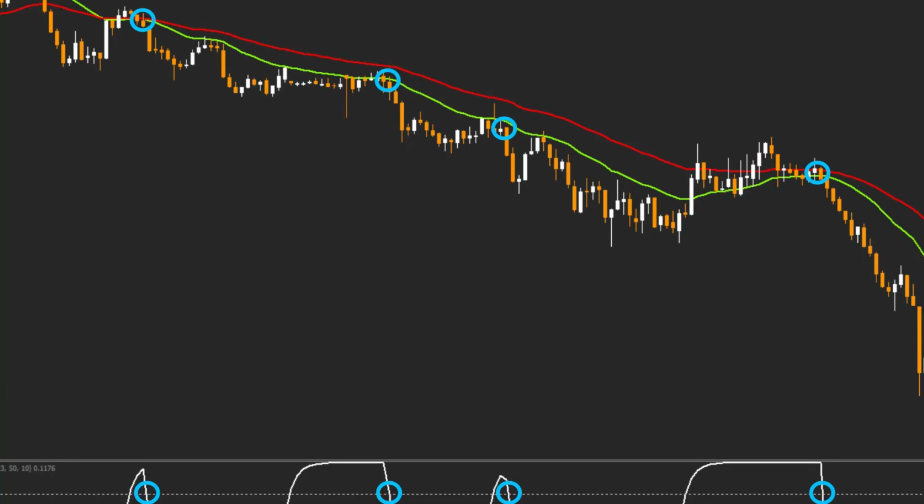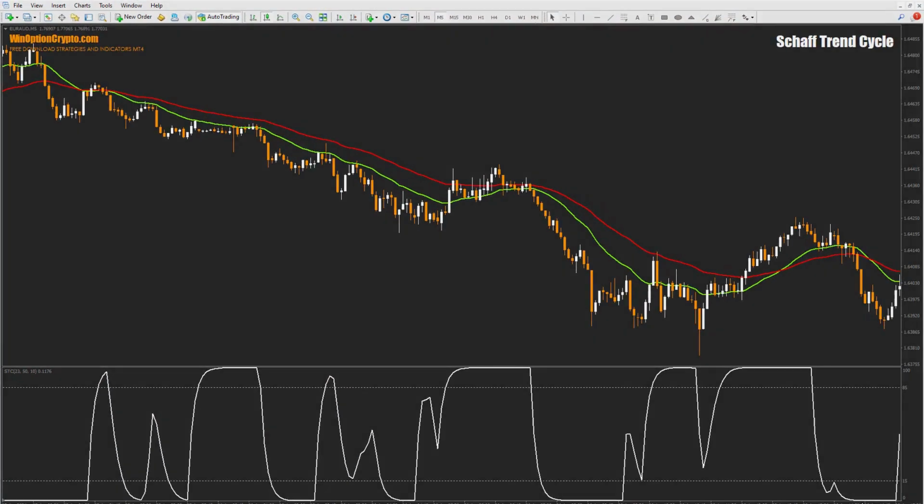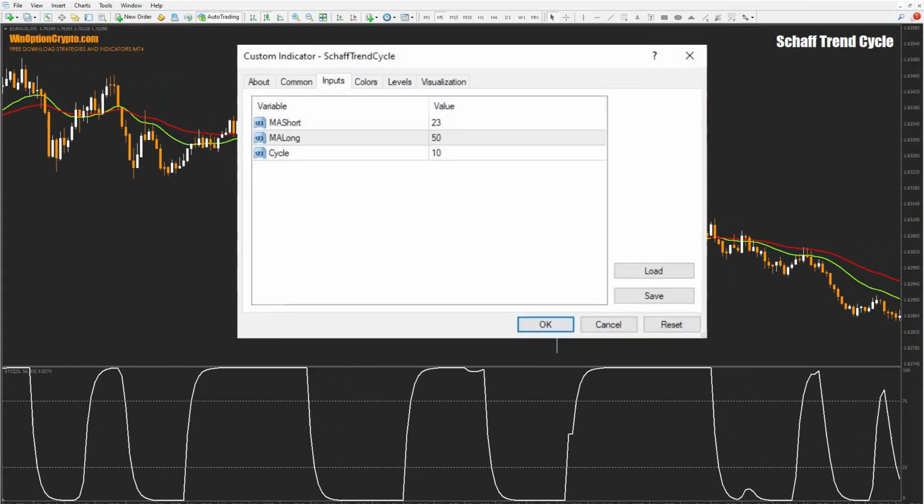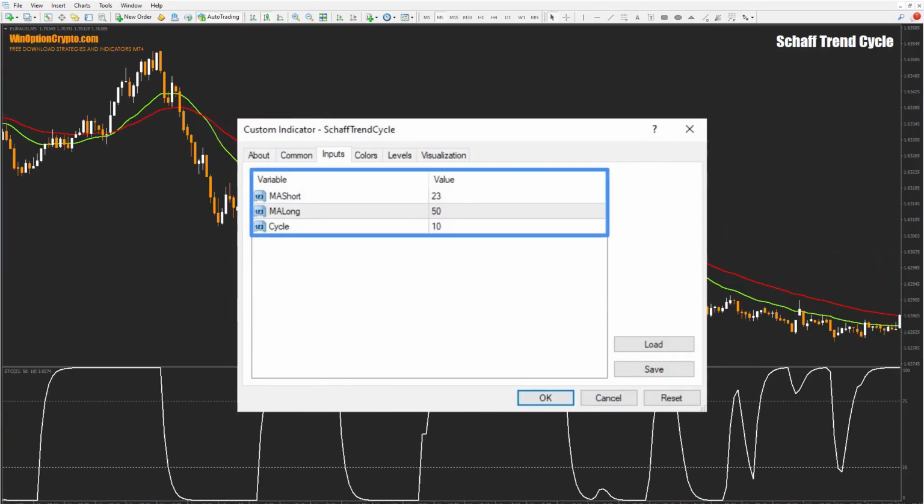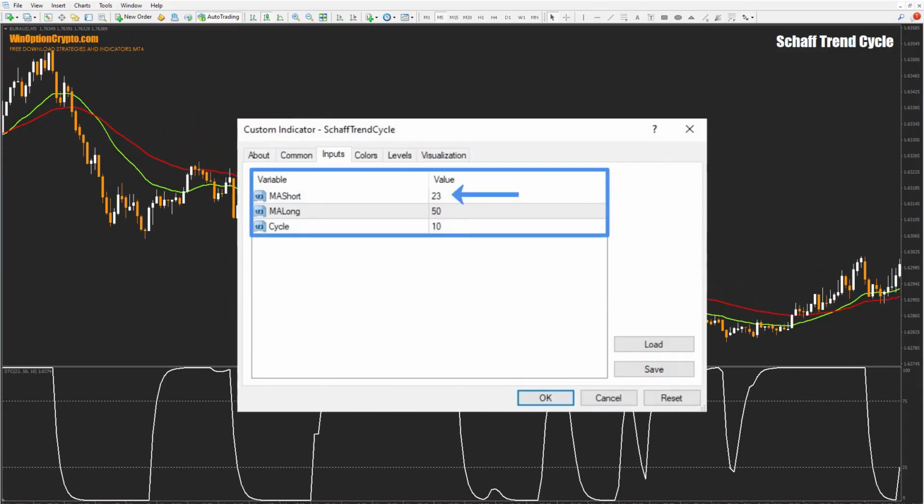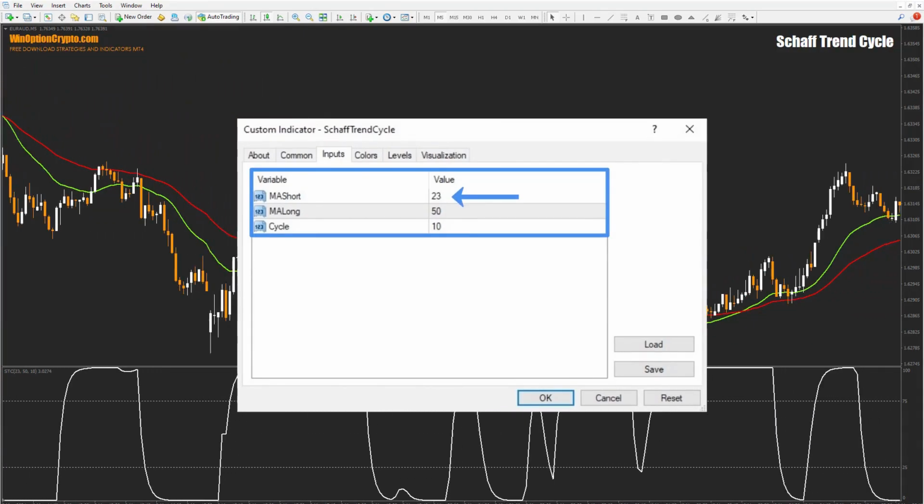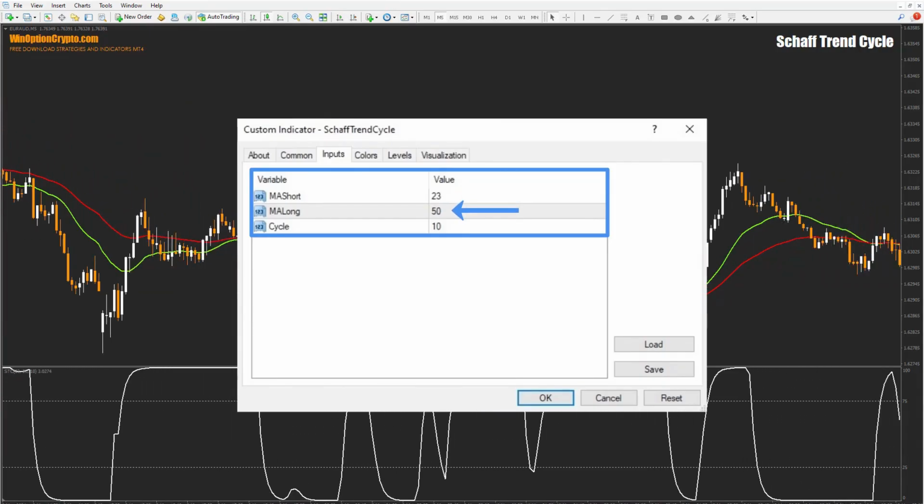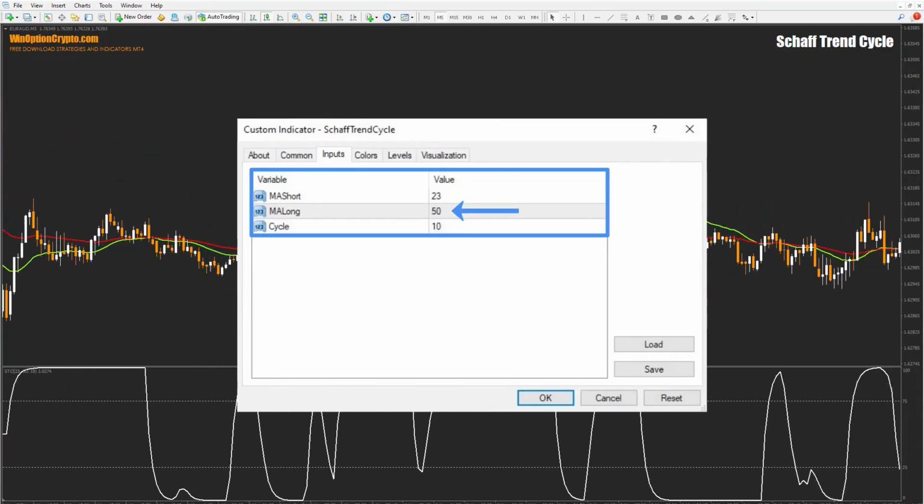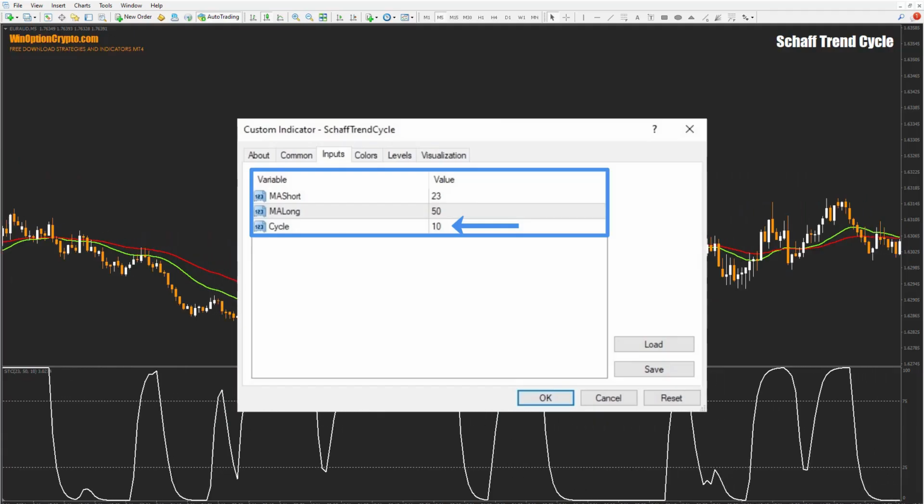We would like to note that the Schaff development is especially good at identifying cycles that arise within a trend. This tool allows you to identify the end of a correction and the resumption of a trend at an early stage. It has few settings, only 3 parameters: MA short, which sets the period of the fast exponential moving average, MA long, which sets the period of the slow exponential moving average, and cycle, a correction coefficient.